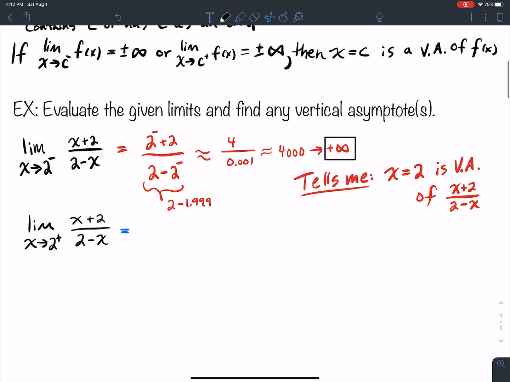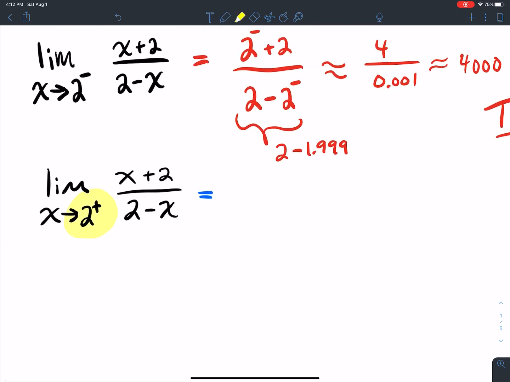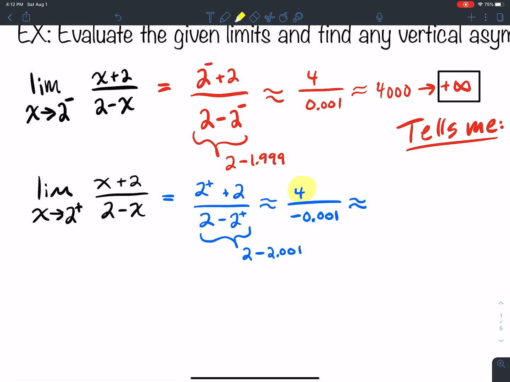Now, let's do the limit as x approaches 2 from the right. So the only thing that's different now is I plug in 2 from the right here and here. Well, the other thing that's kind of a big deal is now instead of subtracting a smaller number, I'm subtracting a bigger number. So instead of having a positive in the denominator, all of a sudden I'm going to have a negative in my denominator, okay? And the 2 up top, it still stays the same. We're just adding there. And so what do I get? I get like negative 4,000, and what does that tell me? I'm heading to negative infinity, okay?